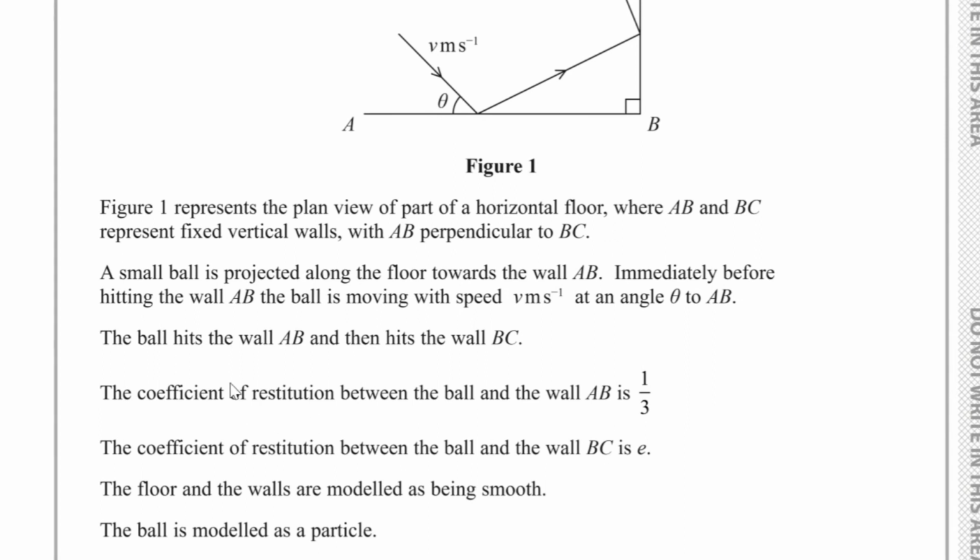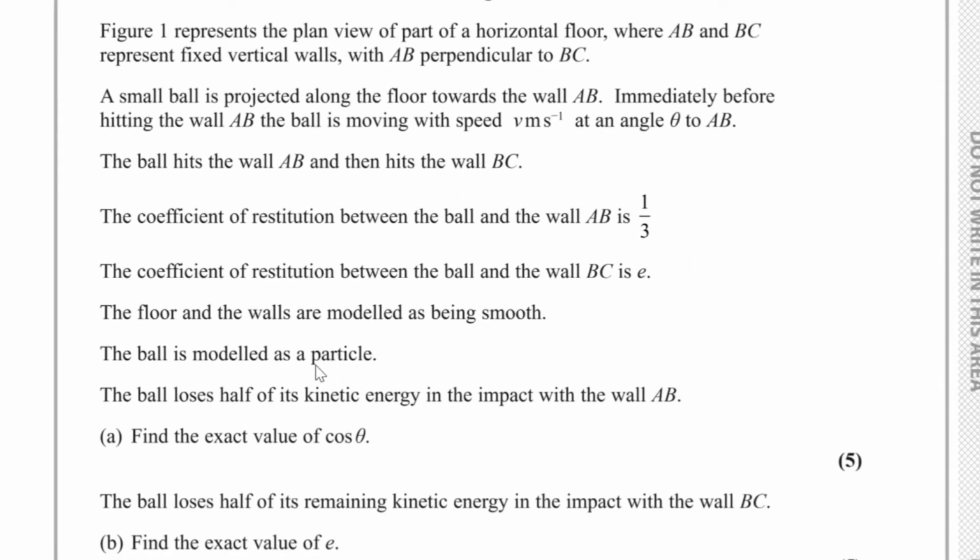The coefficient of restitution between the ball and the wall AB is a third. The coefficient of restitution between the ball and the wall BC is E. The floor and the walls are modelled as being smooth. The ball is modelled as a particle. The ball loses half of its kinetic energy in the impact with the wall AB, and we have to find the exact value of cos theta.